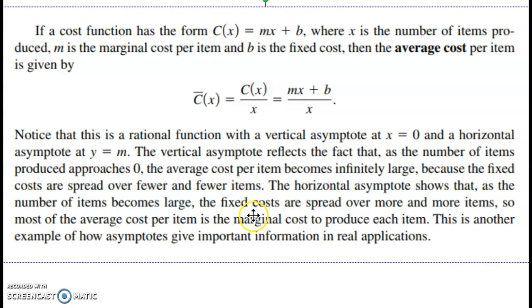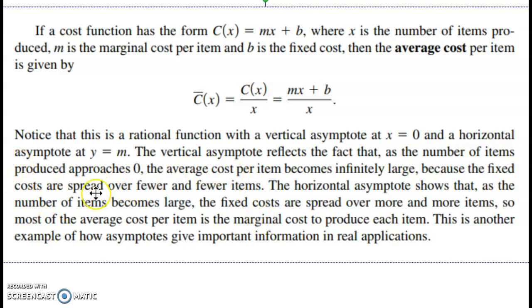Another place that we use a rational function in business is when we take the average cost. We already learned that the cost function is mx plus b. m is the marginal cost, b is the fixed cost. The average cost would be taking that cost function and dividing by the number of units, just like any average, you divide by the total number. This is a rational function. It has a vertical asymptote right at x equals 0. x can't be 0, and a horizontal asymptote at y equals m.